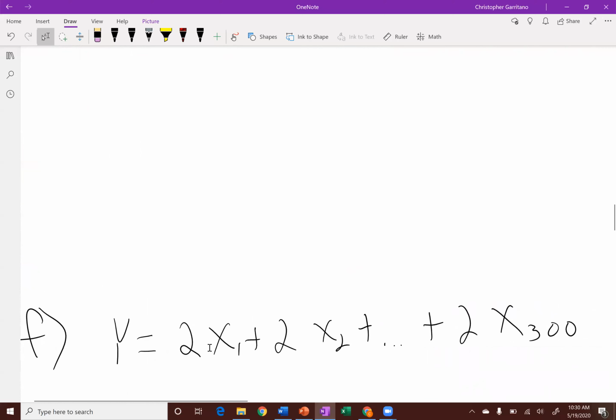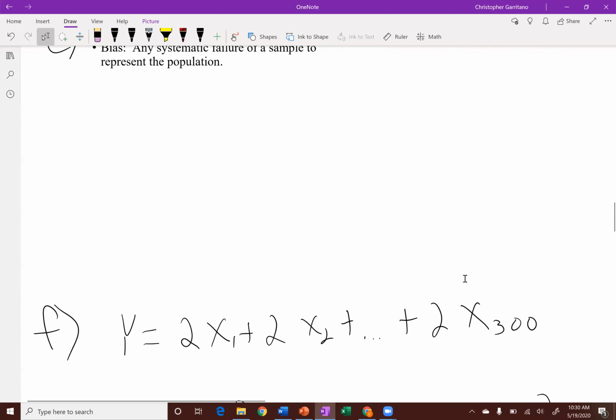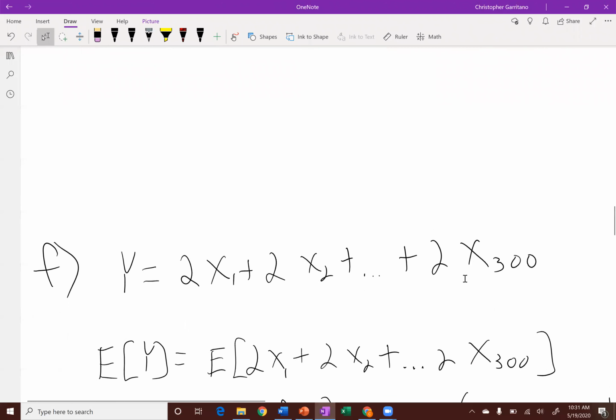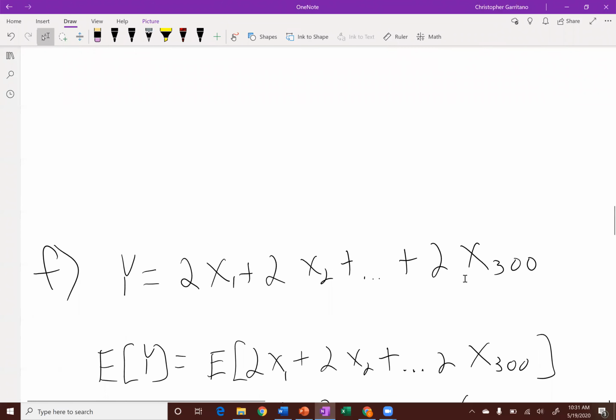So we're analyzing 300 individual customers. And so customer one, let's say, orders X1 premium ingredients, and we will multiply those premium ingredients by 2 because each premium ingredient will result in a $2 profit. So we do that for each X outcome, and this is what we get for our random variable y. Now we want the expected value of y. So the expected value of y can be written as the expected value of 2 times x1 plus 2 times x2 plus ... plus 2 times x300.